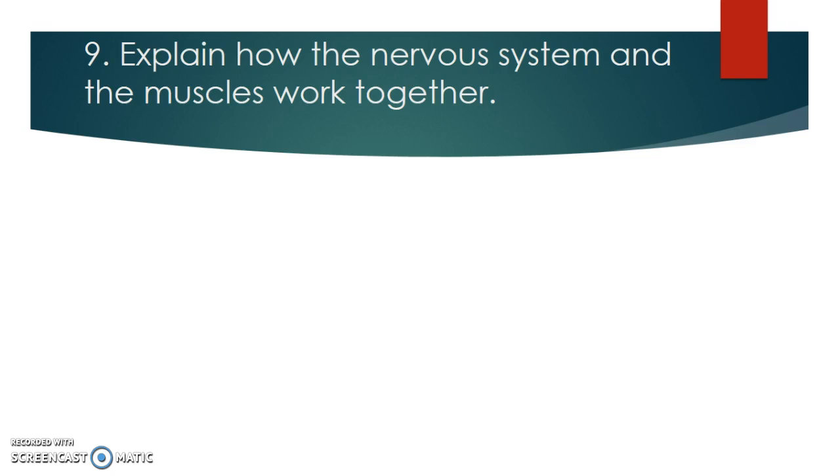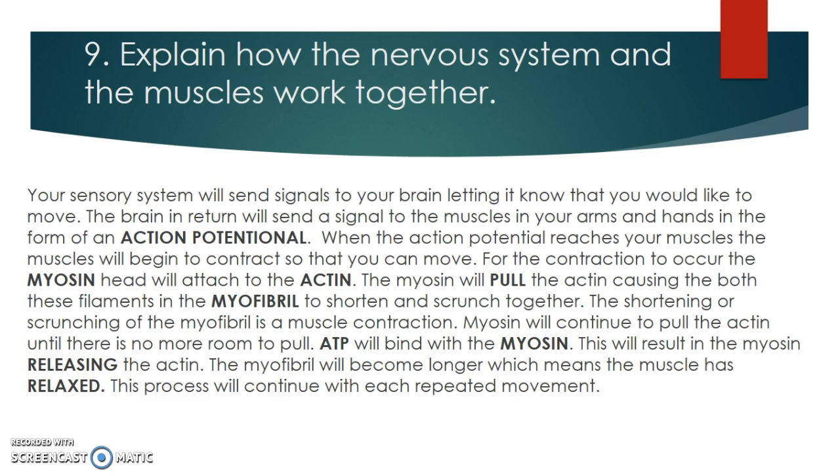Explain how the nervous system and the muscles work together. Well, we know that our body is going to sense things. So your sensory system will send signals to your brain, letting it know that you would like to move. The brain, in return, will send a signal to your muscles in your arms and hands in the form of an action potential. Keyword right here, underline that, make sure you have that in there. When the action potential reaches your muscles, the muscles will begin to contract so you can move.